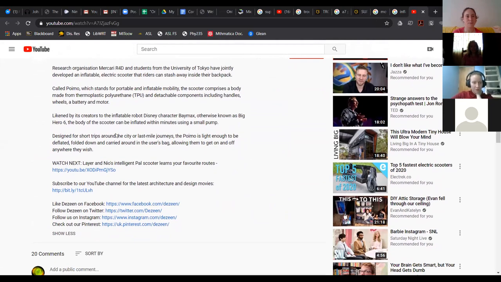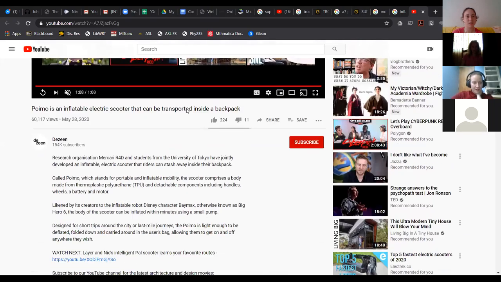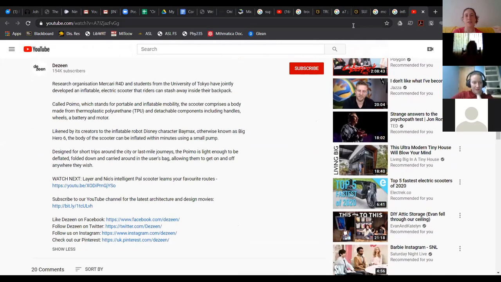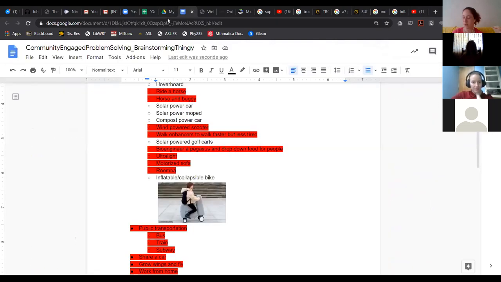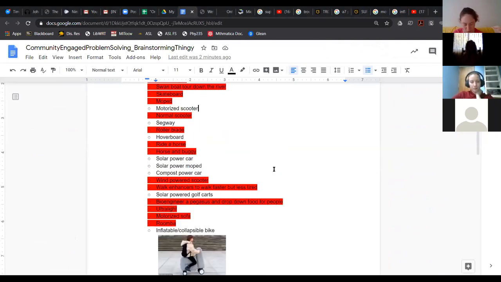Designed for short trips around the city or last mile journeys. So what do they use? Do they use gas, oil? They're battery powered. Okay. Is there any way you could make that more environmentally conscious, turn this into a solar powered thing? Solar inflatable collapsible bike. Or if it's battery, can it be biofuel or something? Batteries aren't very environmentally conscious in a sense, but let's make it solar powered.